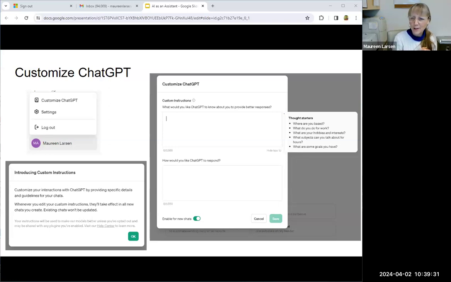Yeah, so Roberta says she didn't know about the option. So these are the ways that we found that can really customize this tool and help it to be much more focused in the responses that it gives us.